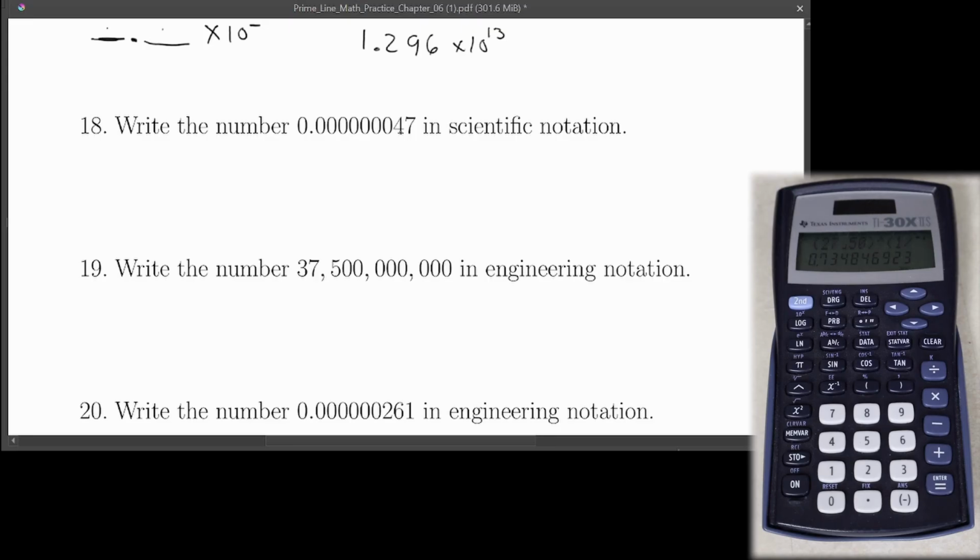Our next number, notice that we'll have a 4 as our main digit, so 4.7 times 10, and we realize we go over 1, 2, 3, 4, 5, 6, 7, 8. So 10 to the negative 8 because we've gone from a bigger number to a smaller number.